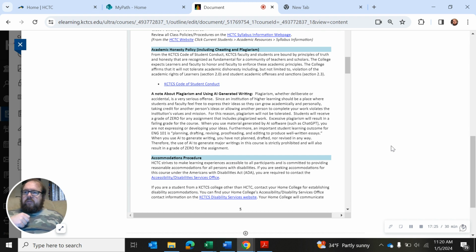When you simply present something that AI has generated, you have not planned, you have not drafted, you have not revised in any way. Therefore, the use of AI will be treated just like plagiarism. You will receive a 0 for the assignment, and excessive plagiarism, excessive use of AI generated writing will result in a failure for the course.